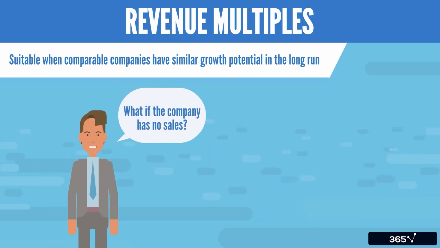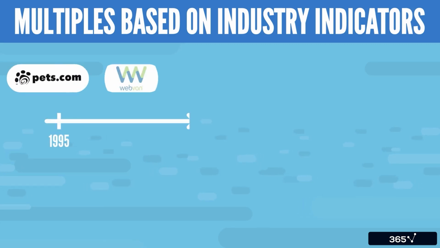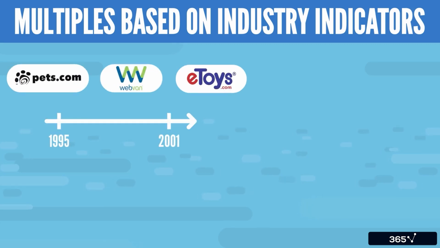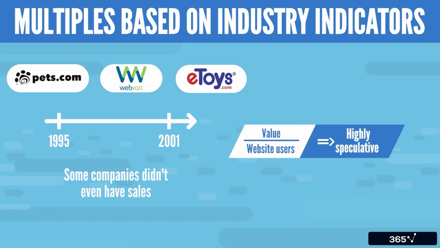And what if the company you want to value doesn't have any sales at all? This is when multiples based on industry indicators come as a last resort. At the time of the dot-com bubble, plenty of M&A deals were struck, and the underlying businesses didn't have any sales, let alone profits. One of the few criteria that could be used to assess these companies was website users. So, in this scenario, the analyst would have to form a multiple that measures value against web traffic or user registrations, for example. Naturally, the outcome of this type of valuation exercise is highly speculative.